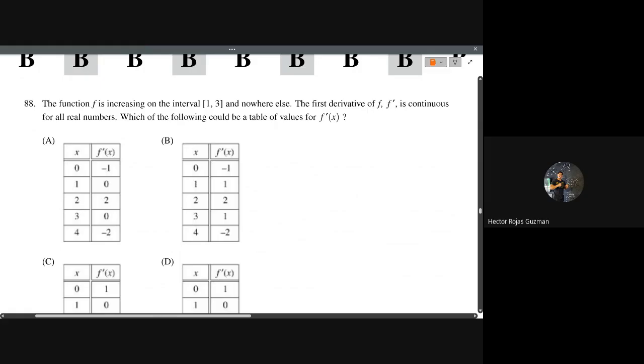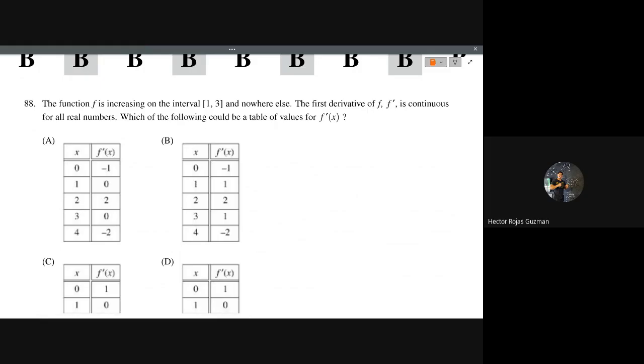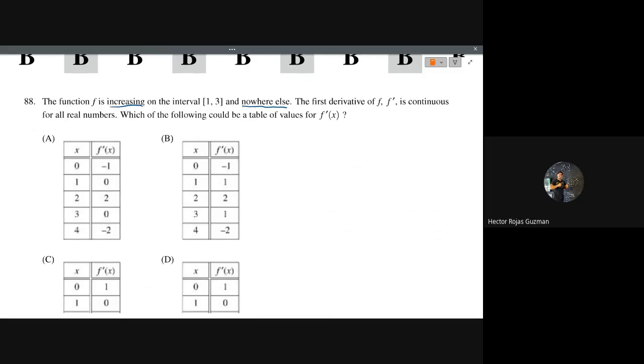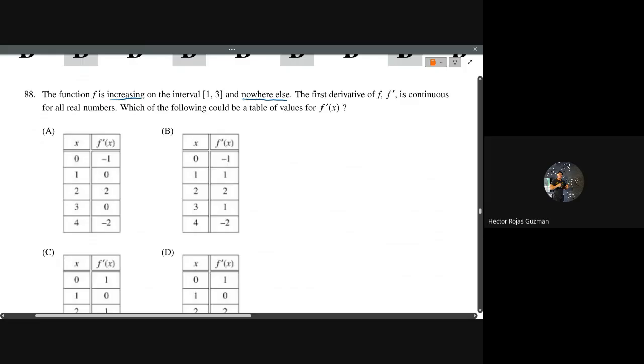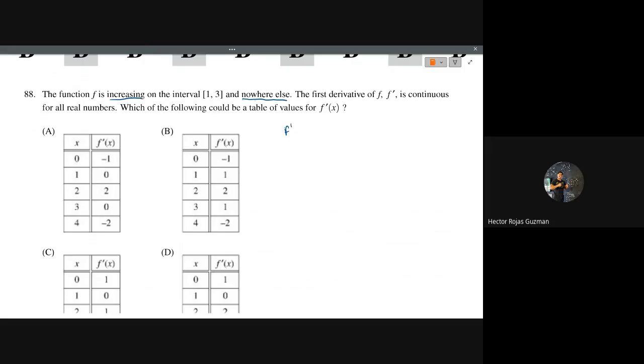The function f is increasing on the interval from 1 to 3 and nowhere else. Okay. The first derivative is continuous. Which of the following could be the table of values for f prime of x? Since f is increasing on the interval from 1 to 3, that means f prime of x needs to be positive on the interval from 1 to 3. So let's take a look at our tables.